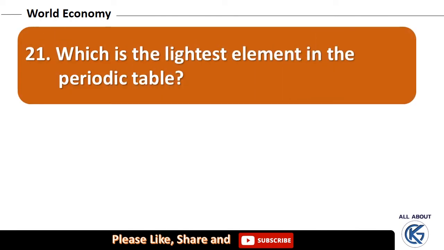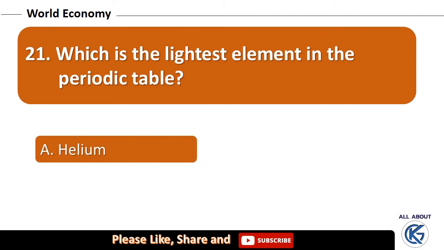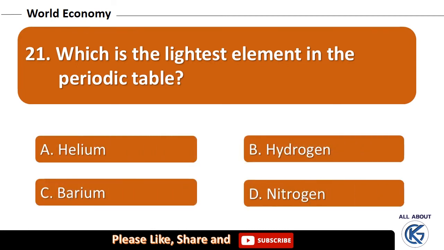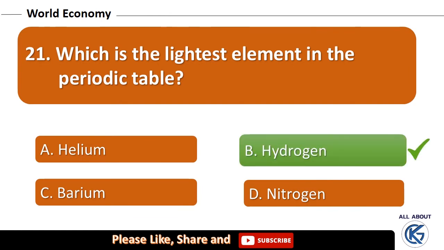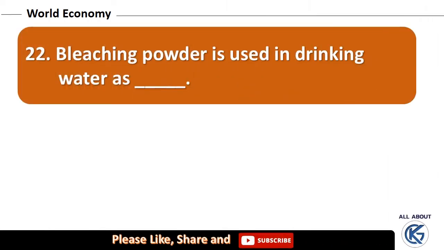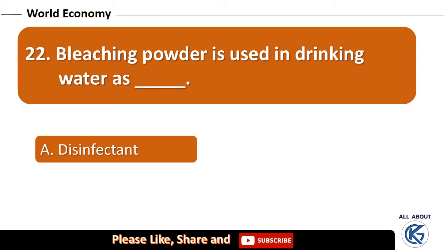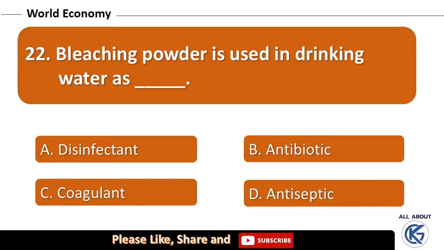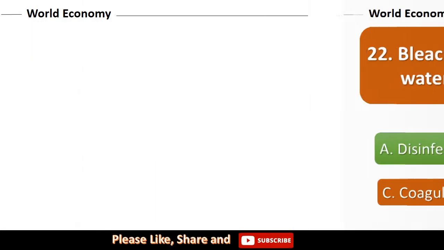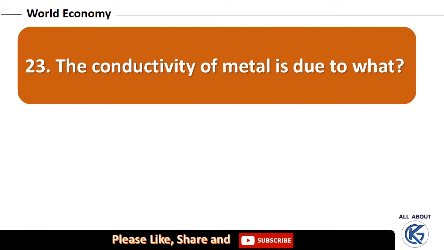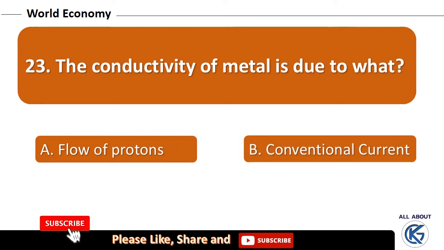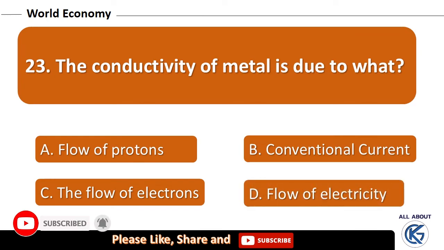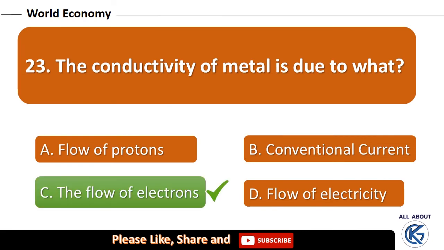Next question. Which is the lightest element in the periodic table? Helium, hydrogen, barium, nitrogen. The right answer is hydrogen. Question number 22. Bleaching powder is used in drinking water as the options are disinfectant, antibiotic, coagulant, antiseptic. The right answer is disinfectant. Question number 23. The conductivity of metal is due to what? The options are flow of protons, conventional current, the flow of electrons, flow of electricity. The right answer is the flow of electrons.